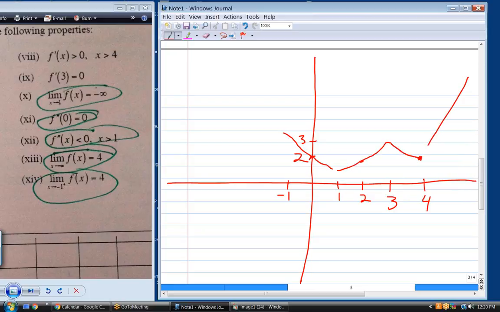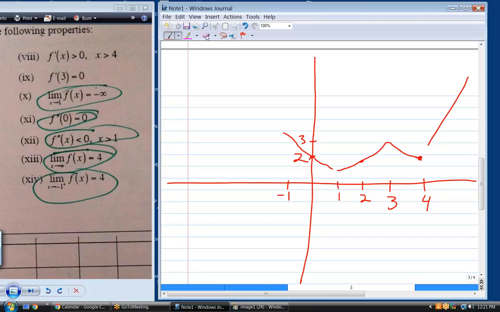Okay? Now we have satisfied our first 8 conditions and that one. Now let's look at this one. The limit of f(x), as x goes to 1, goes to negative infinity.